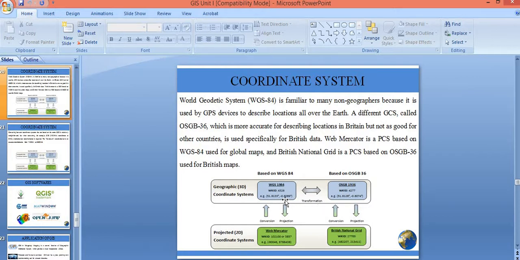Suppose you convert from geographic coordinate system type to projected coordinate system type, that is called projection. Suppose you are converting from projected coordinate system to geographic coordinate system, that is referred to as conversion. So have a note of these three operations. You can expect some questions from this.